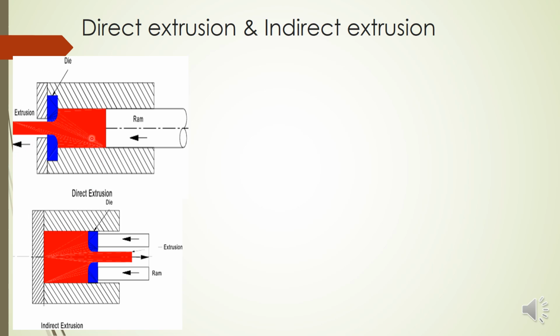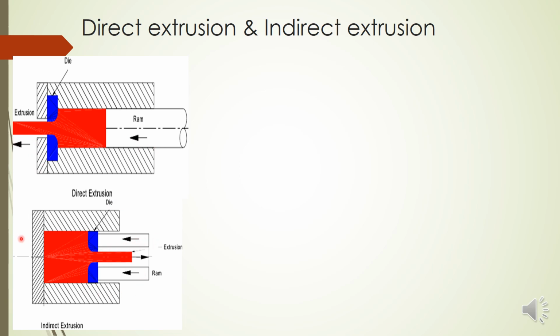The first difference is that here we are applying force in this direction, from right to left, or the ram is moving from right to left. The ram is a cylinder used to press this billet. This red colored one is the billet, and here this is the ram. This blue colored one is the die. So in direct extrusion, the application of force, or the movement of the ram, and the movement of the extruded part are in the same direction. That is why it is known as direct extrusion. You can follow this arrow here, both are in the same direction. But what about this indirect extrusion?